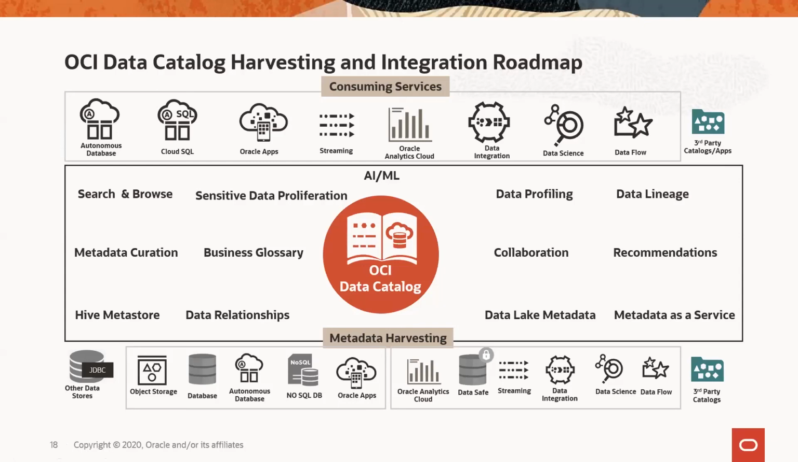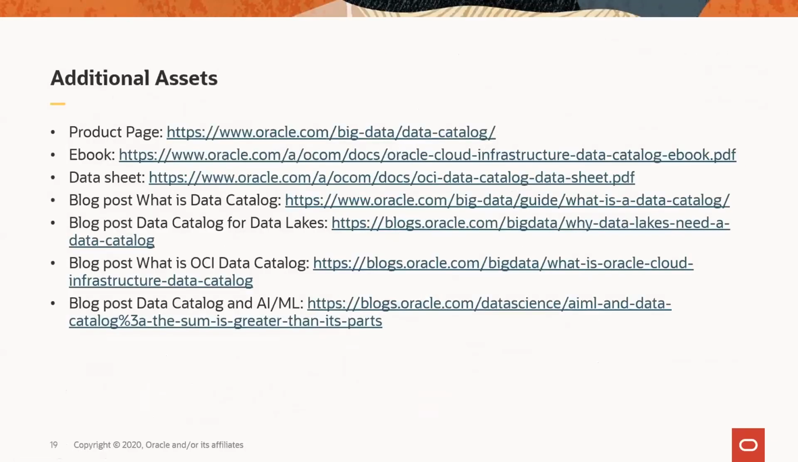So that's a very quick summary and overall view of what we are trying to do with data catalog. Here are some additional assets. If you just google OCI data catalog, you'll be able to find some of these things. There are a bunch of blogs and obviously documentation available on our oracle.com website. Feel free to browse that. And like I said earlier, the service is free. So if you want to try it out, feel free to go to the OCI console, start playing with it, and give us some feedback.